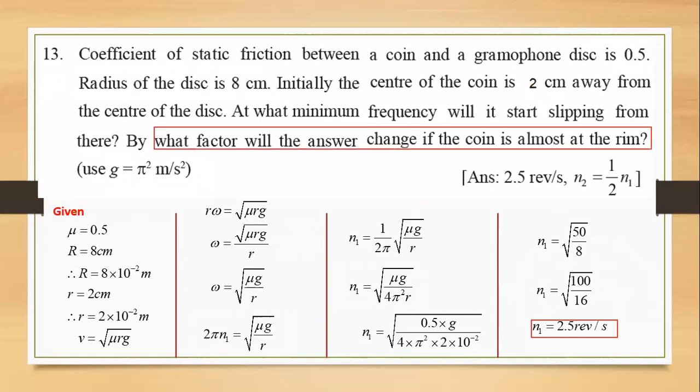Okay. When the coin is at the rim, listen, the radius we have to take as capital R. So this is the radius. Here we took small r as 2 centimeter initially, because the coin is in between the center and the edge. Now we have to take the radius as 8 centimeter and solve for the frequency. We get the answer. Now let's see. When the coin is at the edge of the gramophone, then radius R is 8 centimeter.